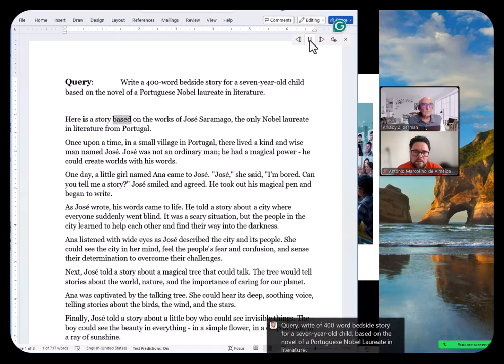Here is a story based on the works of José Saramago, the only Nobel laureate in literature from Portugal. Once upon a time, in a small village in Portugal, there lived a kind and wise man named José. José was not an ordinary man. He had a magical power. He could create worlds with his words.